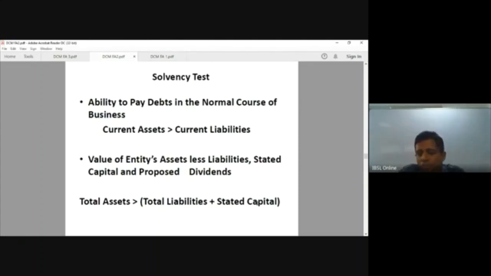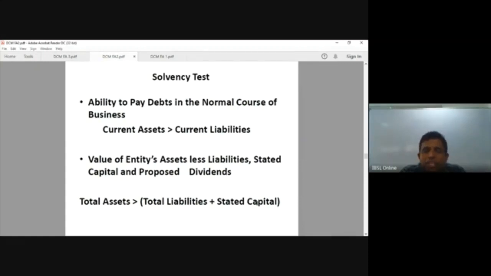You have to use the formula. Your total asset should be more than total liability plus stated capital, right? The missing item here is the reserves, right? Therefore, in a nutshell, the two points that you have to take into account is, number one, the current asset should be more than the current liability.